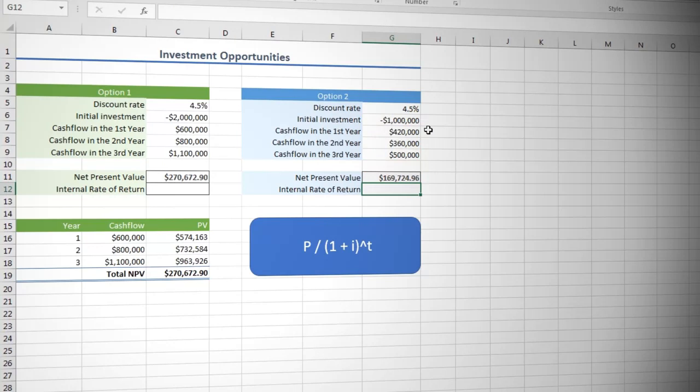So at first glance, it looks like we're getting a much better return on our first investment option. However, this is hard to compare as the initial investments are not the same, and of course neither are the cash flows. So while this is one measure, it doesn't tell us what our actual rate of return is. Another way we can compare two investment opportunities is using the internal rate of return. This is the rate of growth a project is expected to generate.